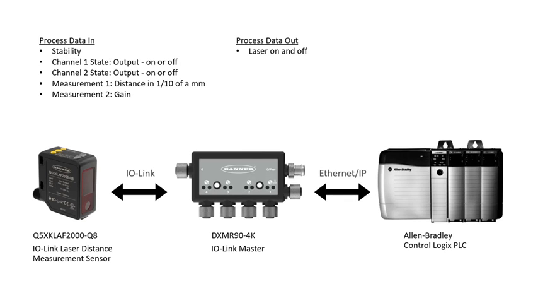The IO-Link process data information is stability, channel 1 state on or off, channel 2 state on or off, measurement 1, which is the distance measurement, and measurement 2, which is the gain value. There's also process data out information, which turns the laser on and off.